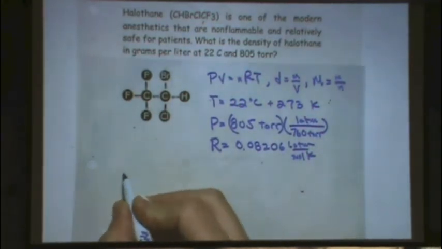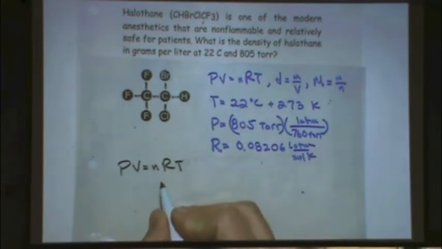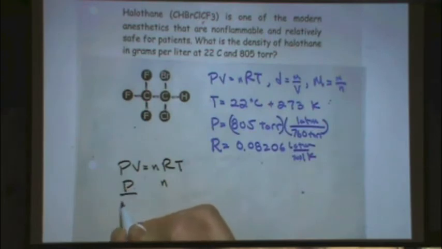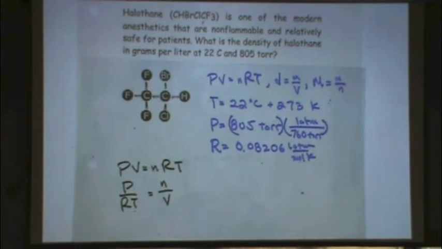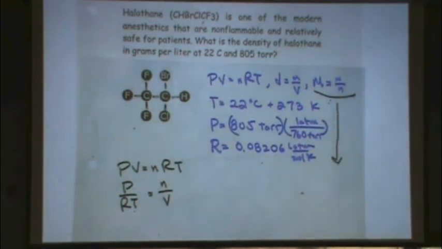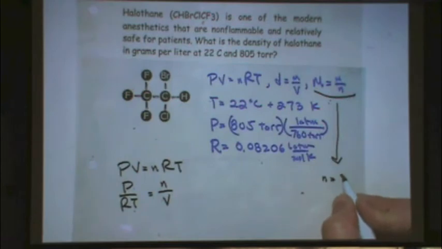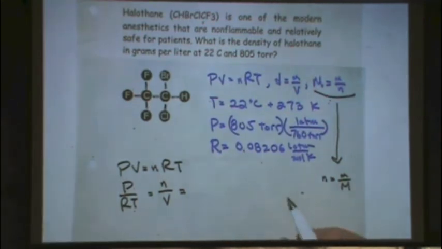Alright, PV equals nRT. Let me divide by V and RT. So we've got P over RT equals n over V. And now I'm going to make a little substitution for n. In this formula, n is little m over capital M, so I'm going to plug in for n here. The reason I'm doing all this is to get density into the formula. Again, you could have tried it before, which would have been fine.